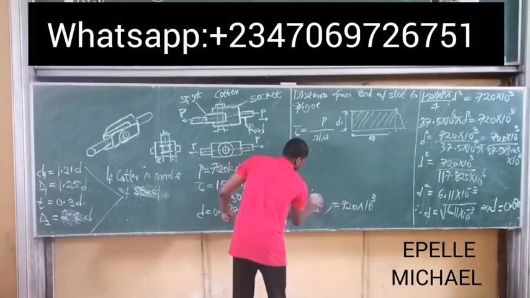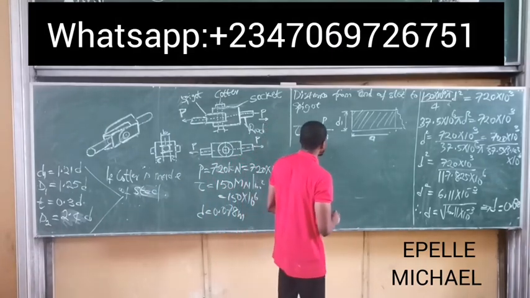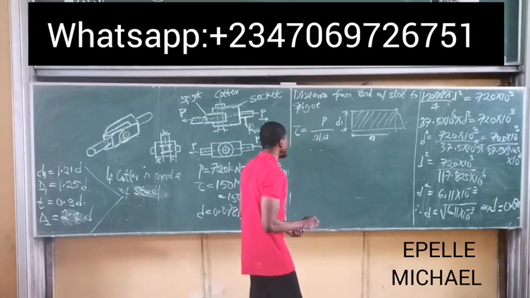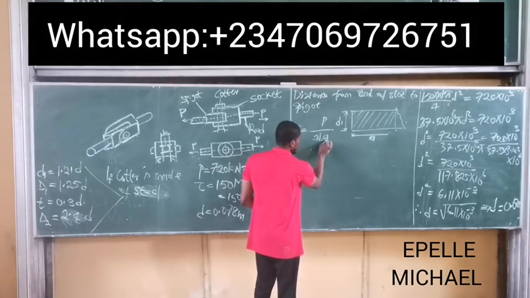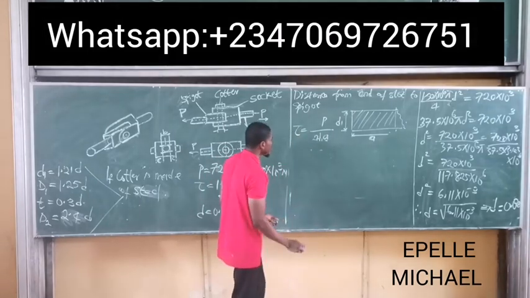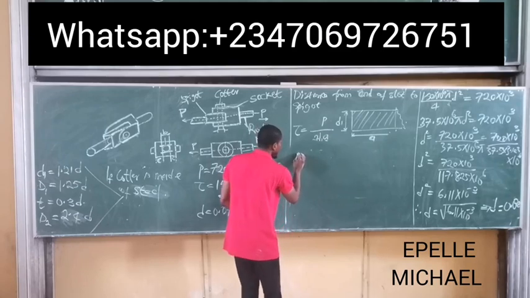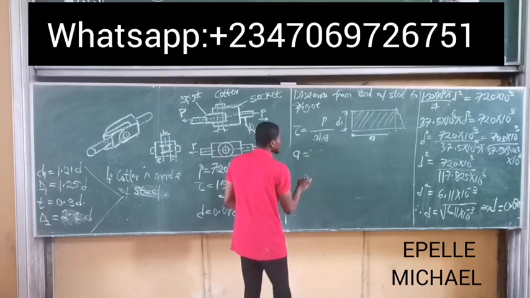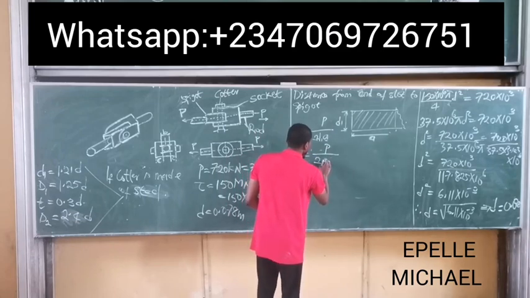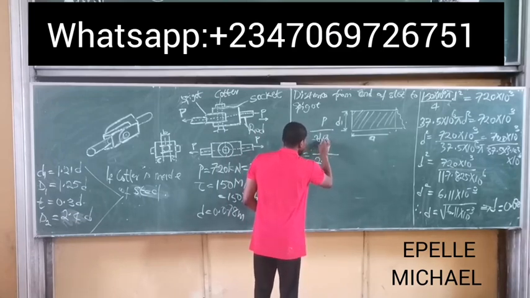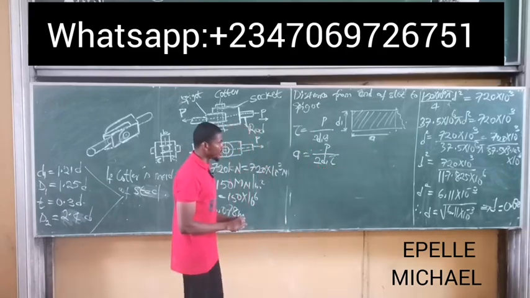Alright, so we are designing the distance from the end of the slot to the spigot. All we are looking for now is to design the distance A. So we simply make A the subject. If you make A the subject, you are going to have that A is equal to P all over 2 times D1, times shear stress. This becomes the formula for A.